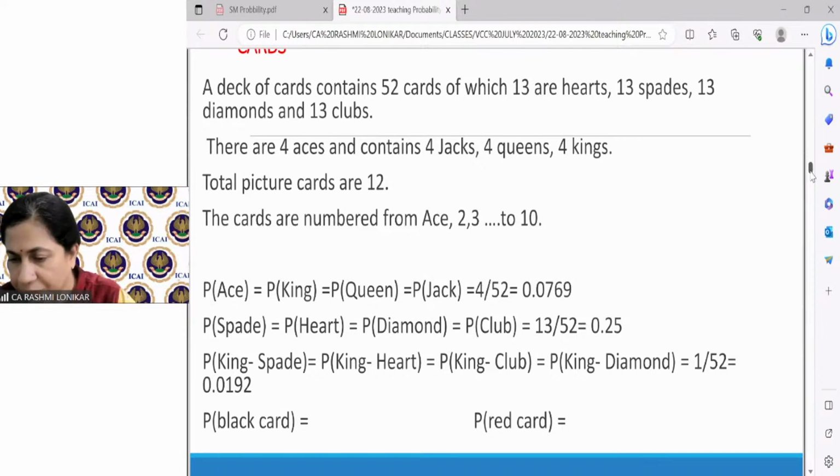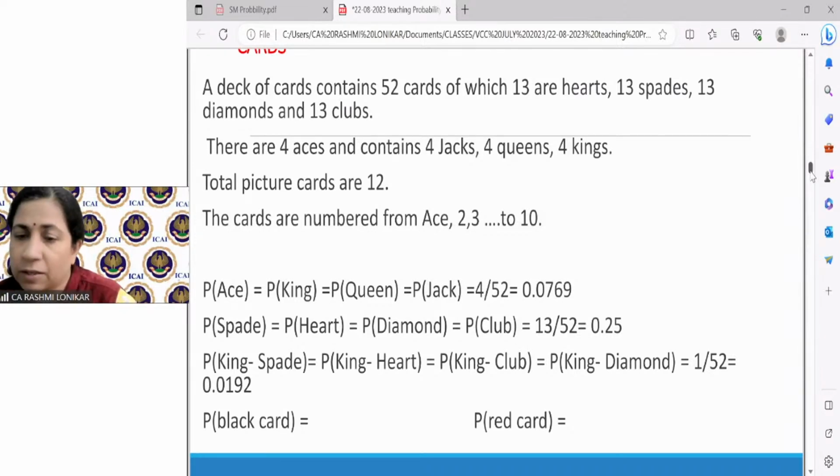Okay. Good. Everybody is understanding. That is very important, that all of you understand. Now what we are going to do is talk about cards. Like all of you would like to play cards.